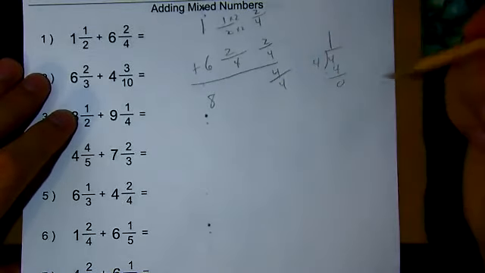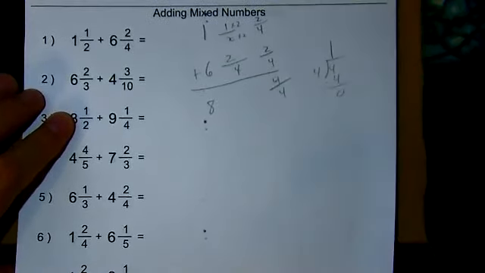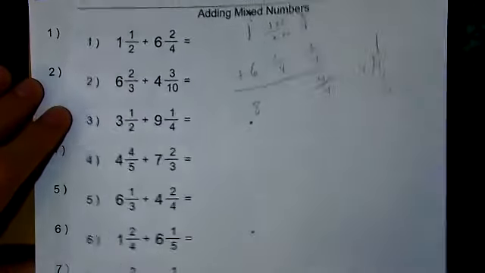You're not always going to have a whole number and a fraction. Sometimes they'll even out. If you had 8 over 4, it would have been 2. But that's not going to happen in adding. It's only going to happen in multiplying. So your final answer for number 1 is just 8.